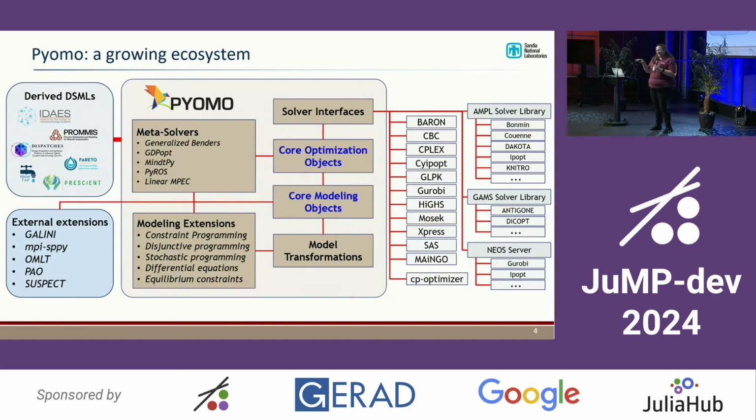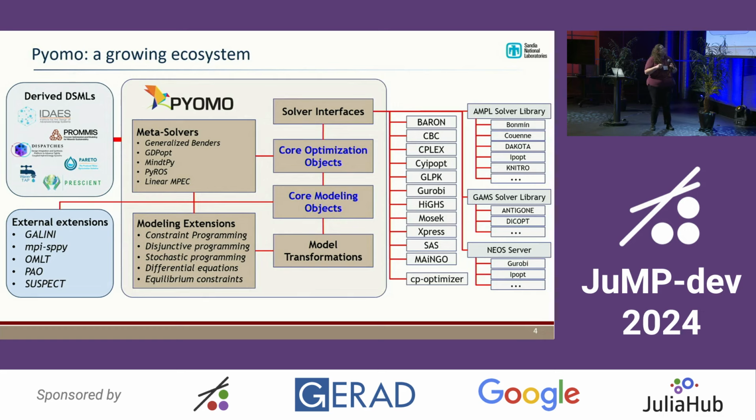This is one of our favorite high-level overview slides, showing how Pyomo is structured. It maps pretty cleanly to where the code lives in different repositories. Everything in this center box is essentially things that live in the main Pyomo repository. We have, of course, core optimization and modeling objects, things you would expect to find in any algebraic modeling language, and then a number of solver interfaces to your favorite optimization solver.